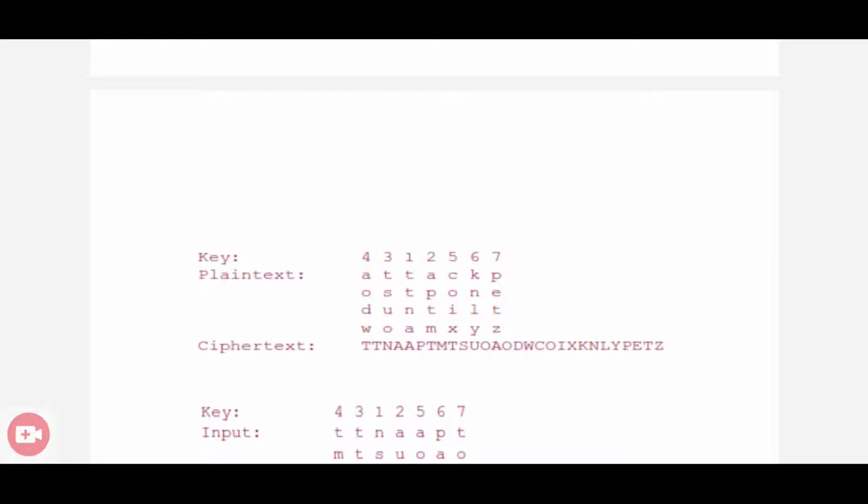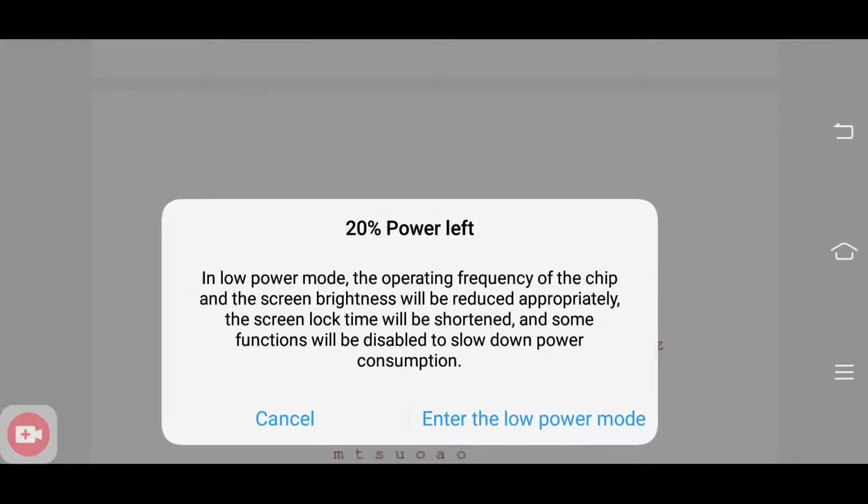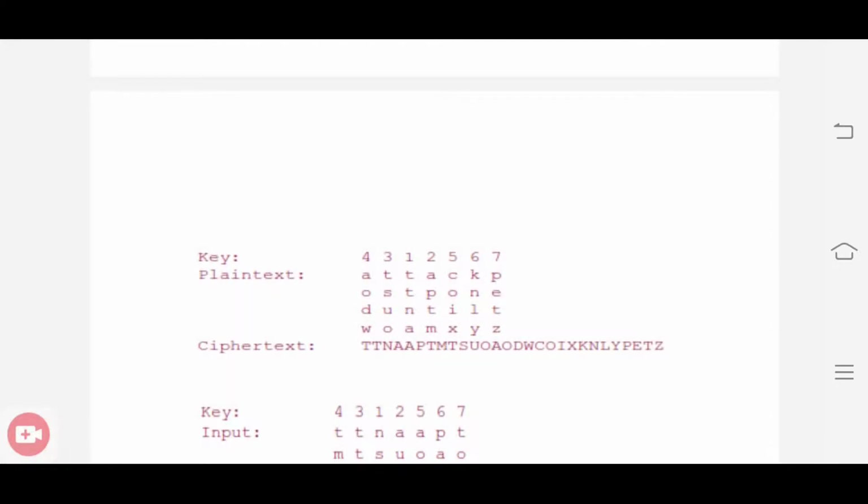Okay, so first column, key 1, TTNA. Then second order, APTM. Third order, TSU. Like that, up to column 7. Is it clear? That means first we have to choose a key. It is the permutation order or column order. Clear?